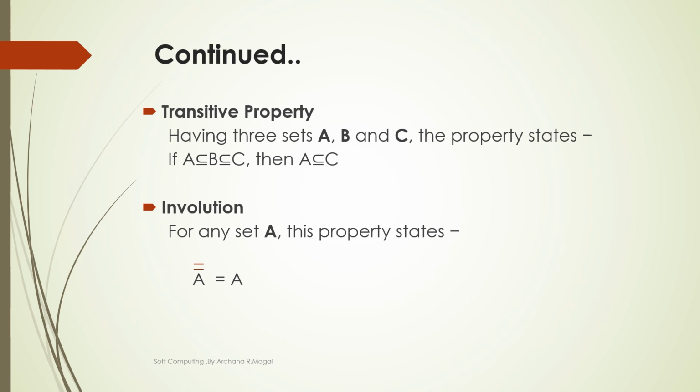Then we will see the transitive property. If there are three sets A, B and C, this property states that if A is a subset of B and B is a subset of C, then A is a subset of C. The last property is the involution property. For any set A, this property states that the complement of the complement of A is equal to A.